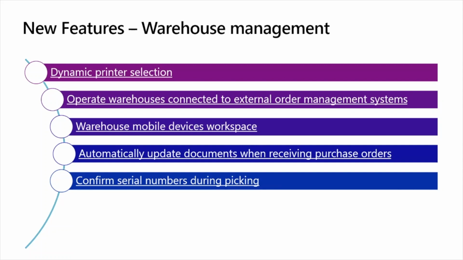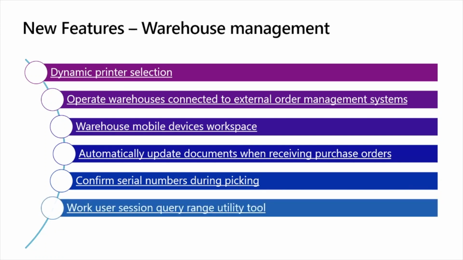Next, we have confirm serial numbers during picking. So serial confirmation allows workers who are using a mobile device to confirm that the correct serial number is being picked. We then have the work user session query range utility tool. So this is added functionality for setting up queries to help workers find specific records when they're using the warehouse management mobile app. So this is with our data inquiry feature. So for example, they would be able to filter the records by the specific warehouse that they're working in or by a particular app user.